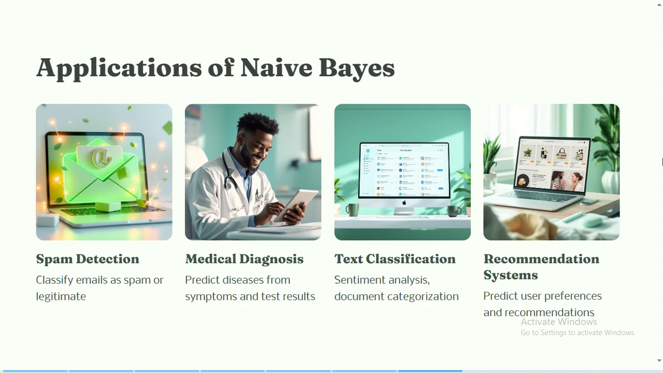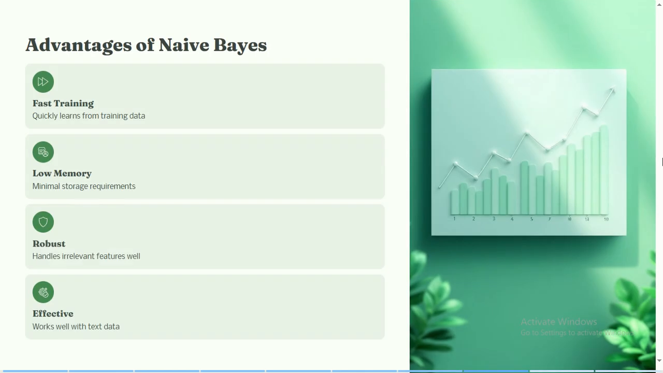Naive Bayes is also used in document classification, news categorization, medical diagnosis, and recommendation systems. Because the algorithm works well with text data and large data sets, it remains a popular choice in many AI systems. Naive Bayes has several advantages that make it very attractive. First, it is very fast to train. Unlike complex algorithms that require heavy computation, naive Bayes can learn quickly.